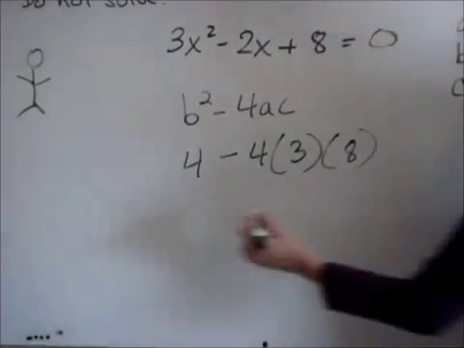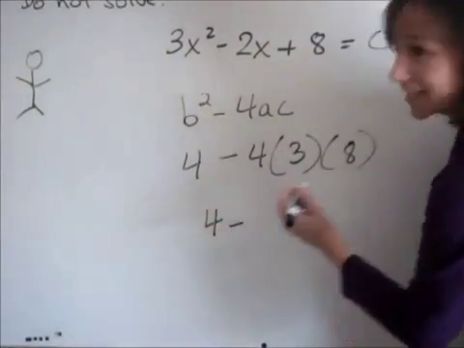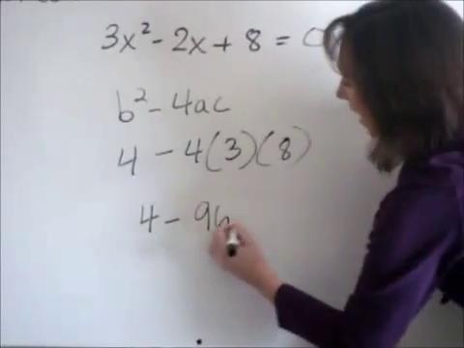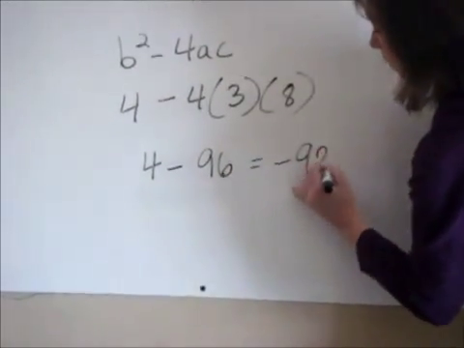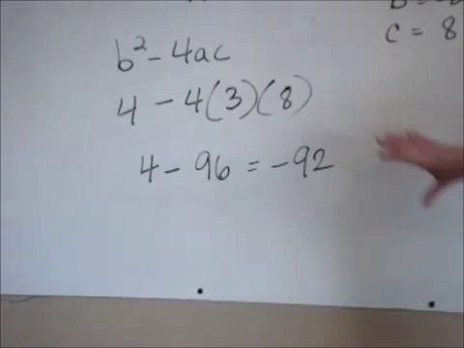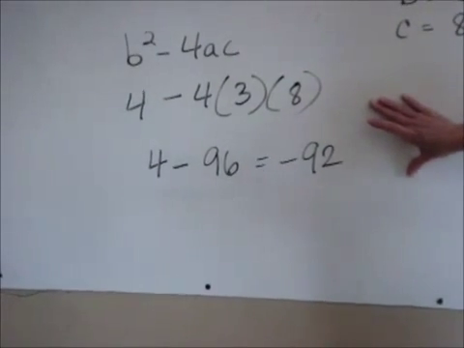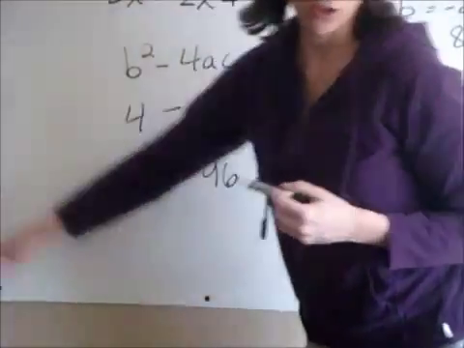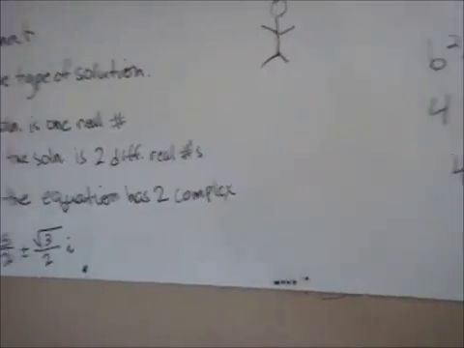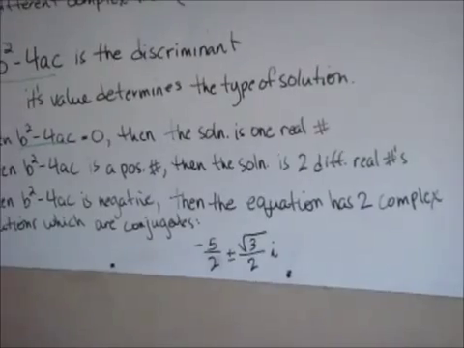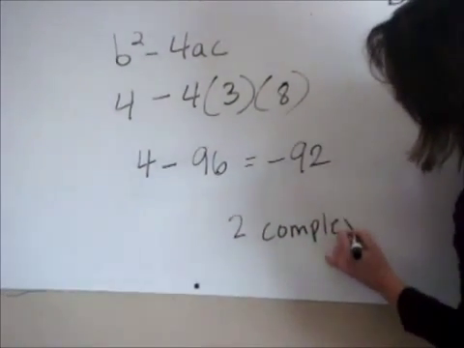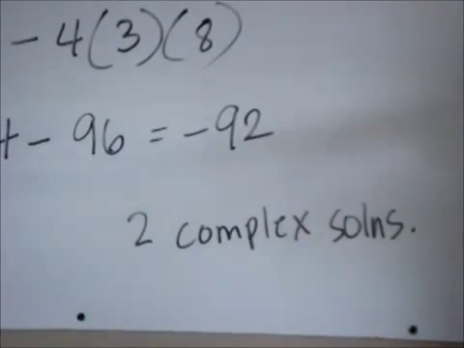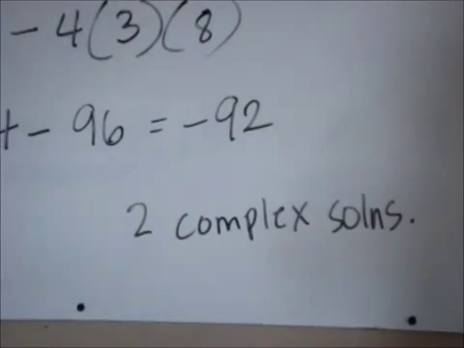So we're going to get 4 minus, and if we multiply those numbers together, we get 96, and we get -92 for an answer. So since we have a negative number here, we know that we have two complex solutions. So you would just write 2 complex solutions. And that is how easy these problems are. That's it.